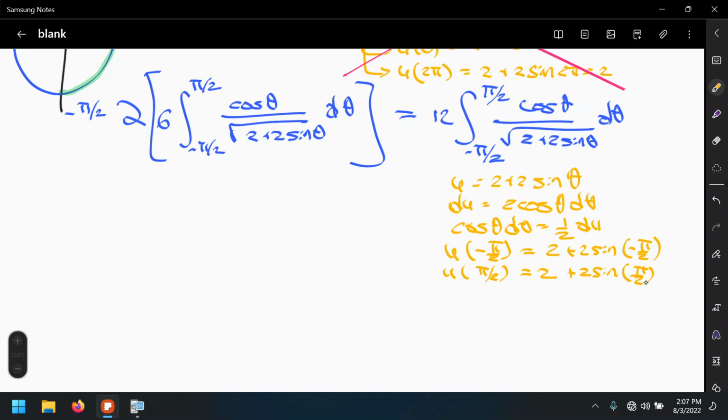Okay, so that's 2 plus 2 sine of negative pi over 2 and 2 plus 2 sine of pi over 2. Okay, what's sine of negative pi over 2? Isn't that negative 1? Okay, negative 1 times 2, that's negative 2 plus 2, isn't it a 0? And sine of pi over 2, now we're above, that's positive 1 times 2, that's 2 plus 2. Better? Now we're going to get somewhere.